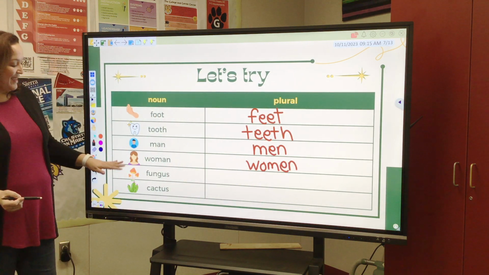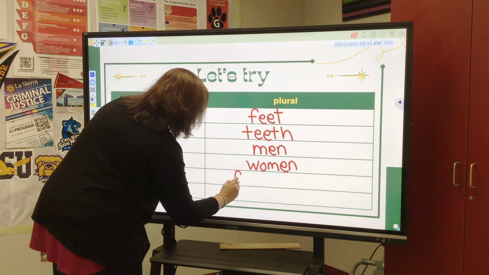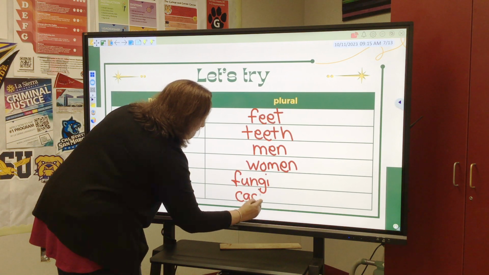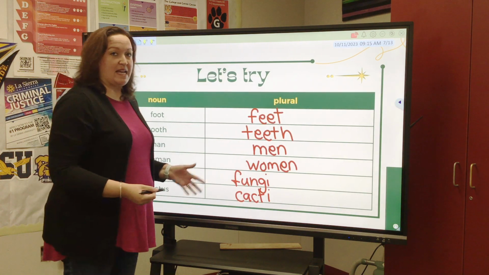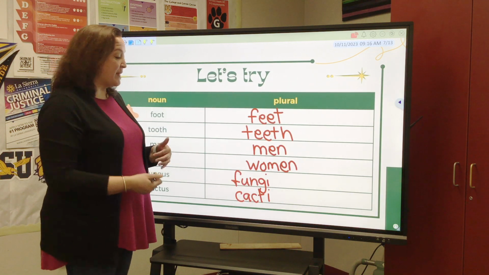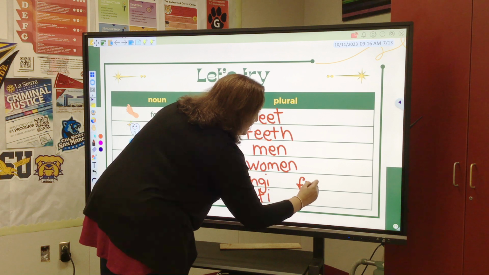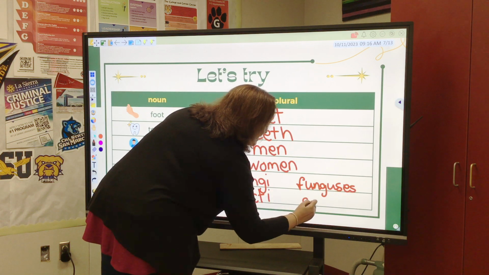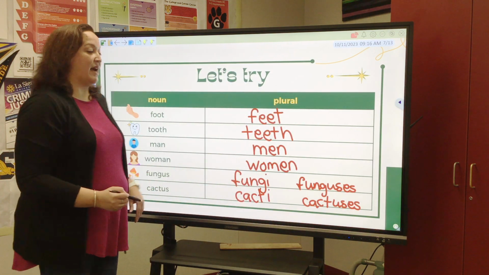Then we have fungus and cactus. Now this one's a little bit different because the original rule is that plural becomes fungi and cactus becomes cacti, but recently it has become acceptable to use words like funguses and cactuses. So if you do that, your spelling check might not say it's an error because it's become acceptable, but these are the originals that honor the home language. But if you were to use funguses or cactuses, you'd be okay. So you'll see both of these at some point.